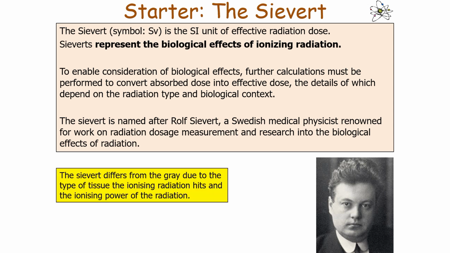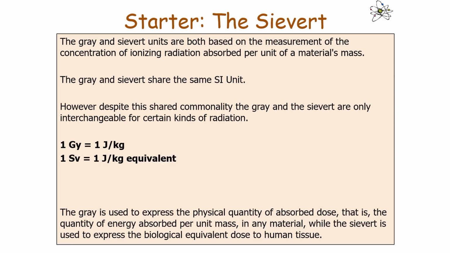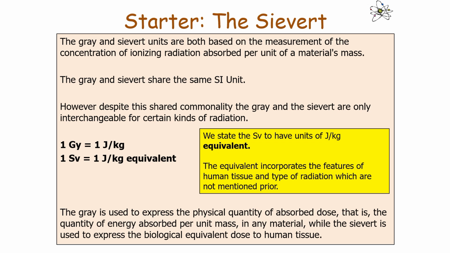You've got to be aware that the sievert differs from the Gray due to the type of tissue the ionizing radiation hits and the ionizing power of that radiation. The Gray and the sievert units are both based on the measurement of the concentration of ionizing radiation absorbed per unit of a material's mass. Therefore the Gray and the sievert share the same SI unit. However, despite this commonality, the sievert and the Gray are only interchangeable for certain kinds of radiation. We state that the sievert has the units of joules per kilogram equivalent because the equivalent incorporates the features of human tissue and the type of radiation, which haven't been mentioned prior to this.